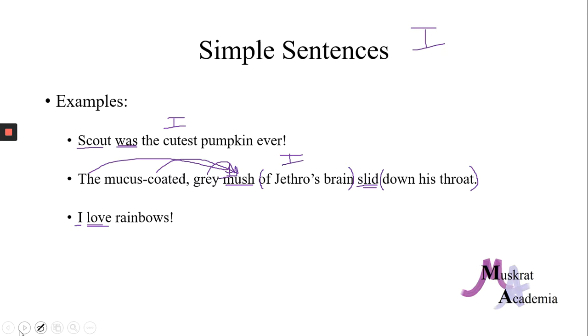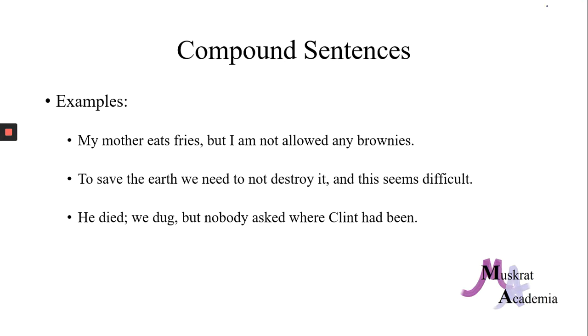That's a simple sentence. Compound sentences, remember, are at least two independent clauses together with no dependent clauses. So this plus how many more I's you want, right? But no dependent clauses.